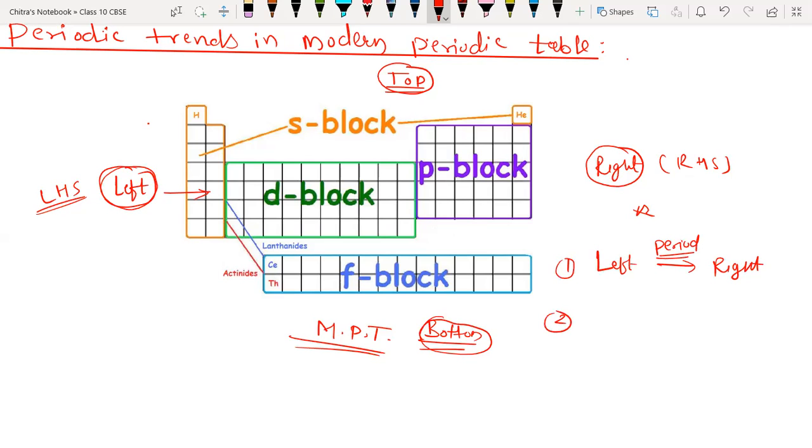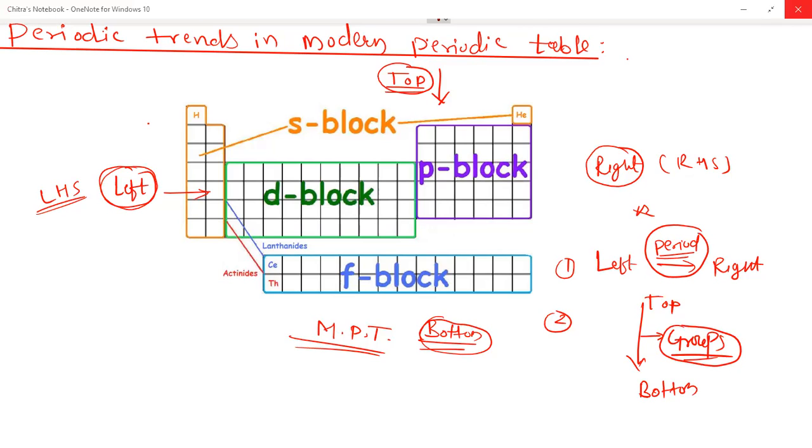And the second thing, if you are moving from top to bottom, so I'm writing here top to bottom, that means the group. So we have to check the changes taking place while moving left to right along a period and top to bottom along a group. Understood this? Yes, sir. Okay. So take a screenshot for that. Now we will understand the first periodic trend.